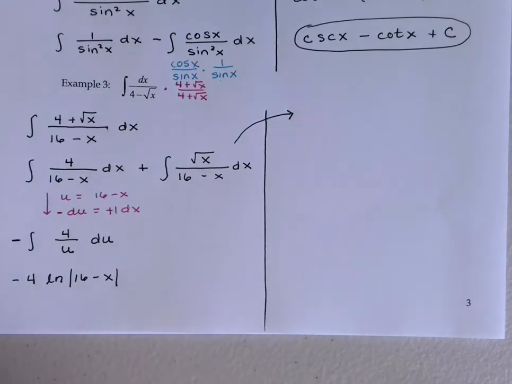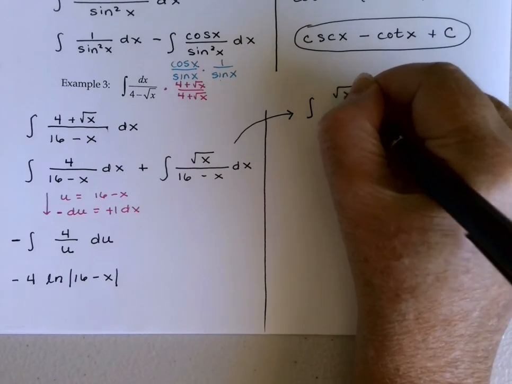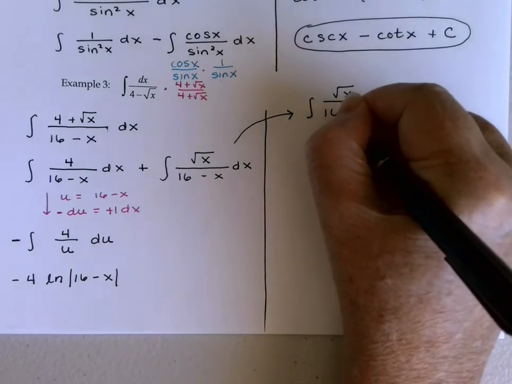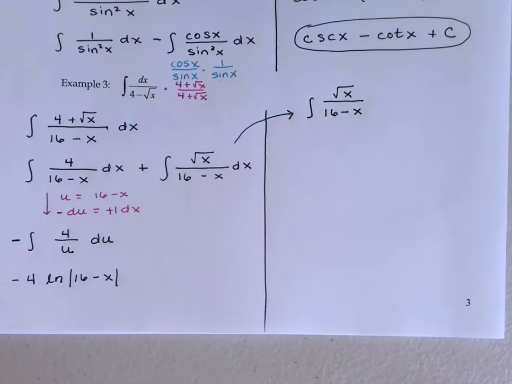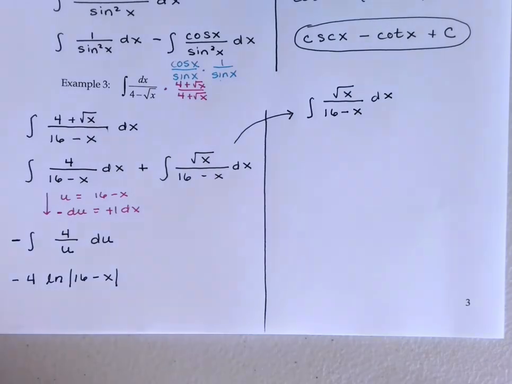I have got the integral of square root x over 16 minus x dx. I'm going to use another trick of multiplying by a form of 1 again. And this is not one that you might necessarily think of if you hadn't seen it before, so I'm just going to show you, something to kind of keep in mind.